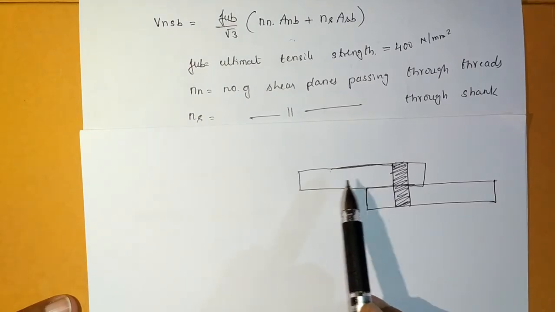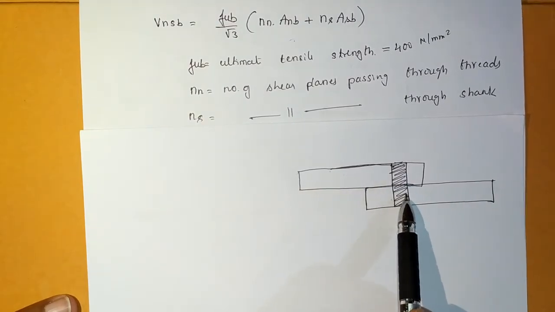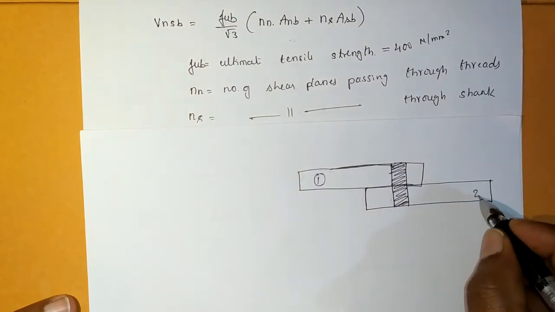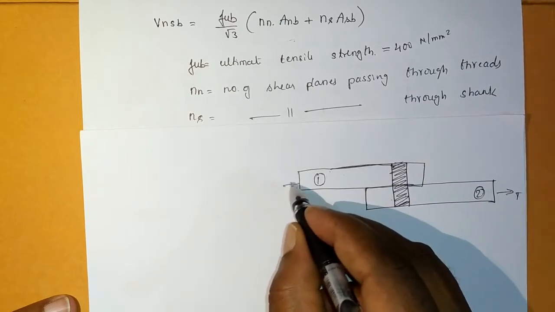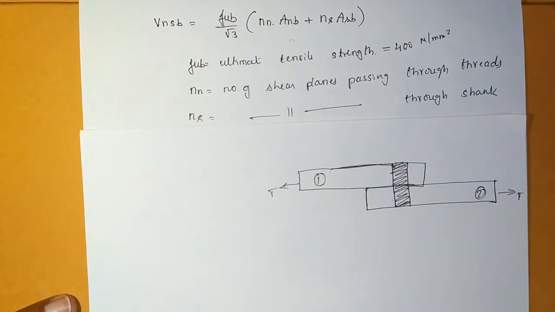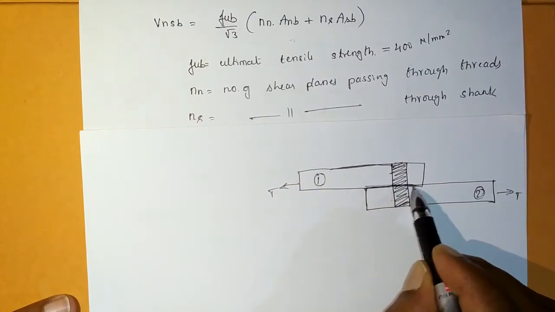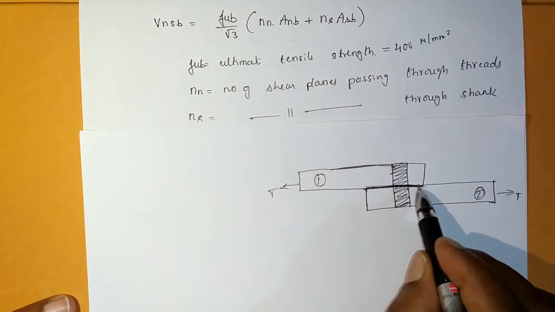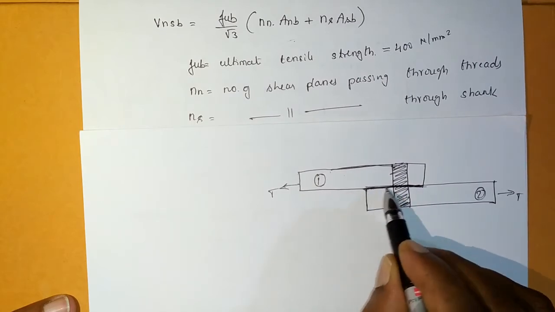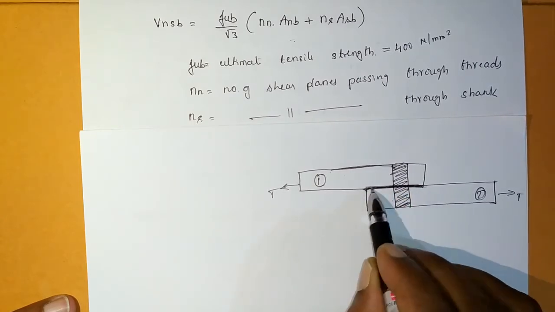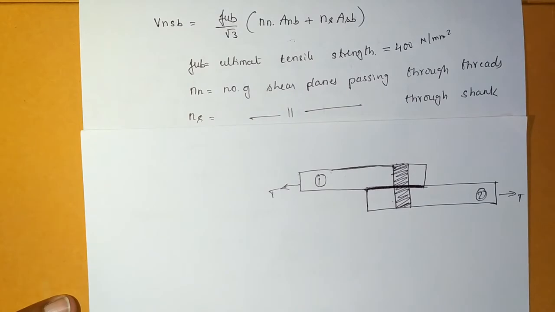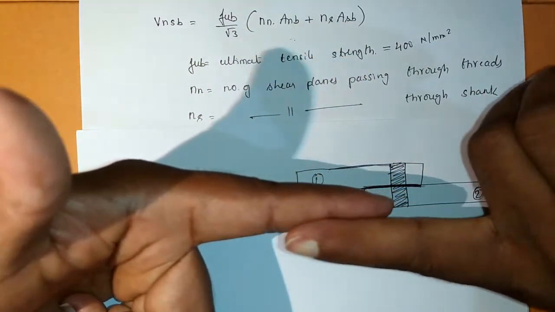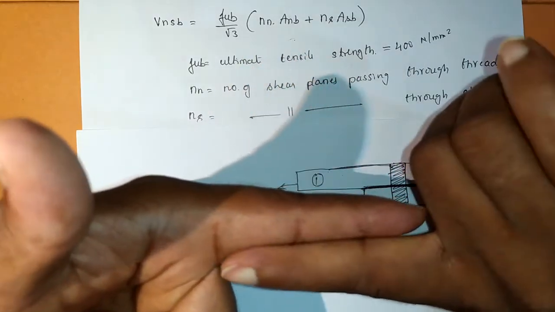Let us assume that these two plates are connected with the help of a bolt. This is the bolt, these are the two plates. This is plate number 1, this is plate number 2. This is subjected to tensile force. This is the bolted connection and this is the plane, called the shear plane. This is the plane along which shearing takes place. That's why it is called the shearing plane.